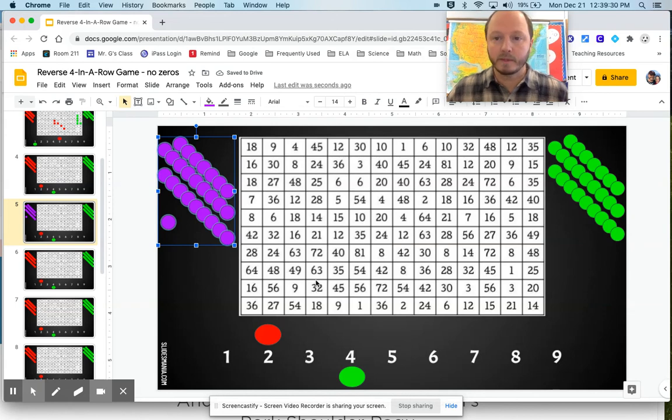And I hope this is a fun way to practice our multiplication facts, because upcoming in Unit 4, our multiplication facts are going to be critical.